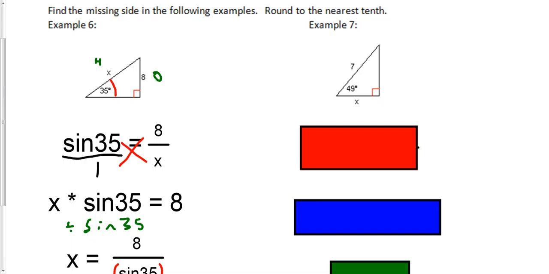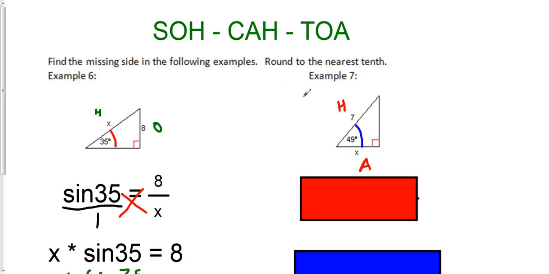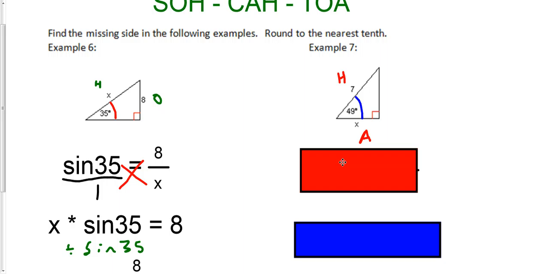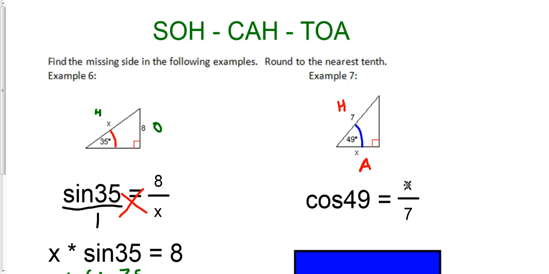Let's look at our second example here, example 7. We've got this angle, 49. If here's the right angle, then we know that 7 is our hypotenuse. And going from our angle of 49, this x that we're looking for is the adjacent side. Okay, it's not opposite, it's over here, it's right next to it. So if we have adjacent and hypotenuse, looking at SOHCAHTOA, which one has adjacent and hypotenuse? Right here in the middle, the cosine. So we will be looking for the cosine of 49 is adjacent over hypotenuse, so it's x over 7.